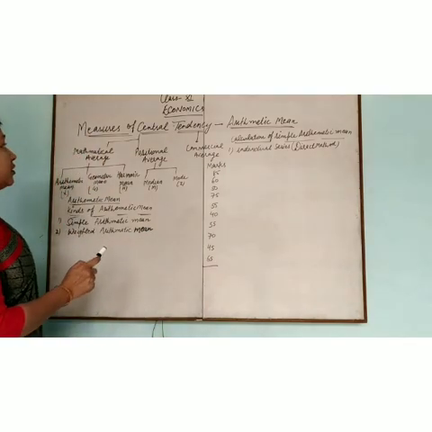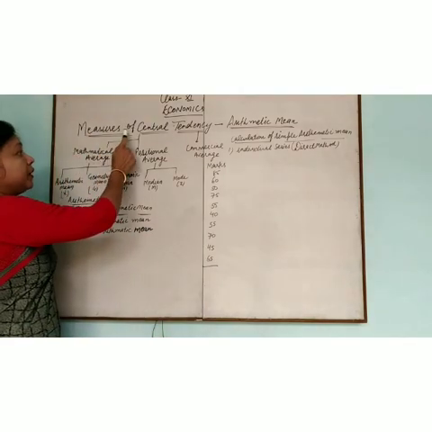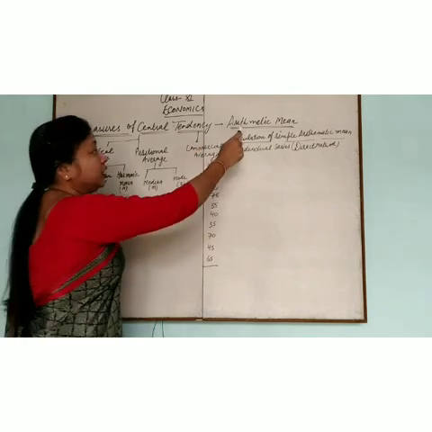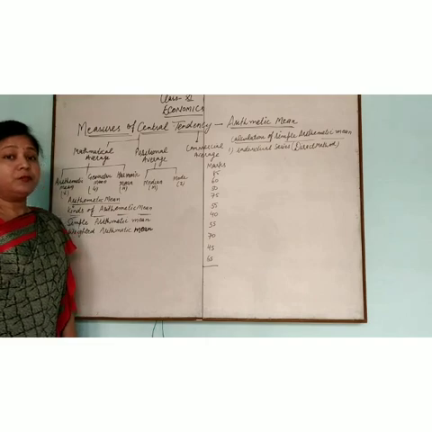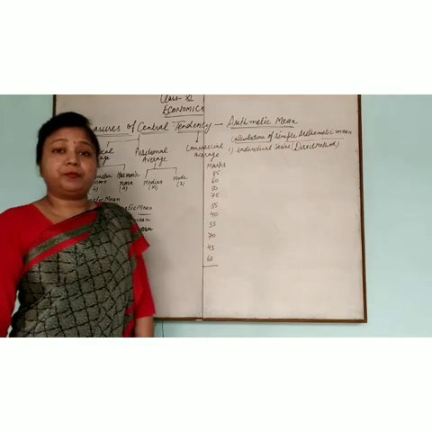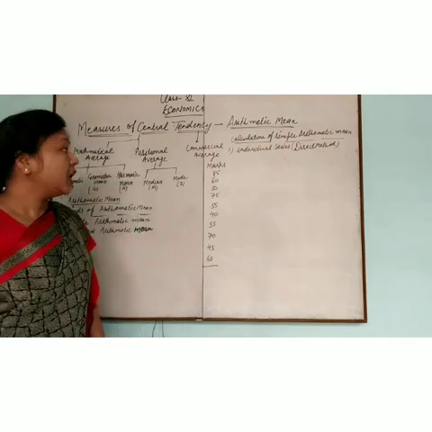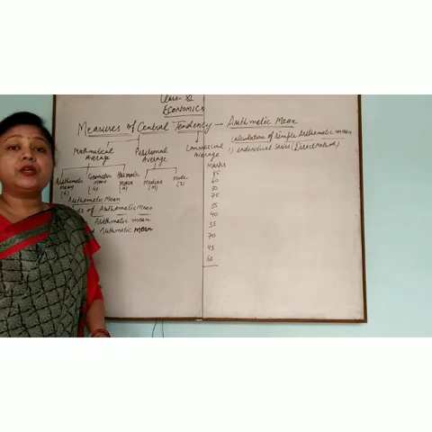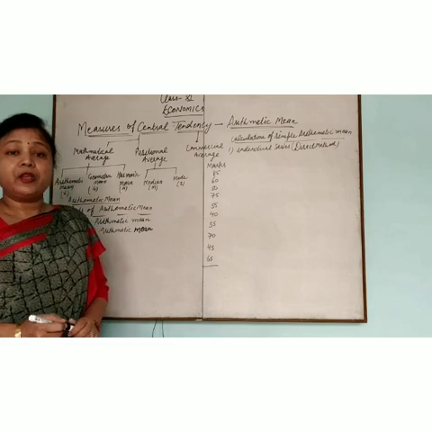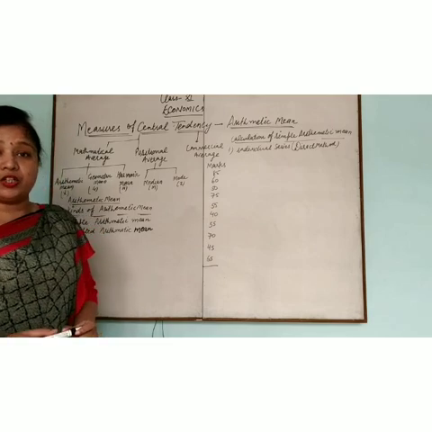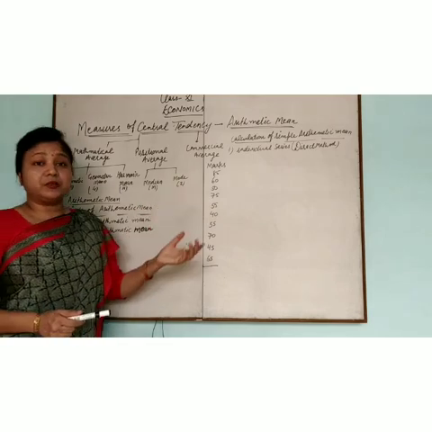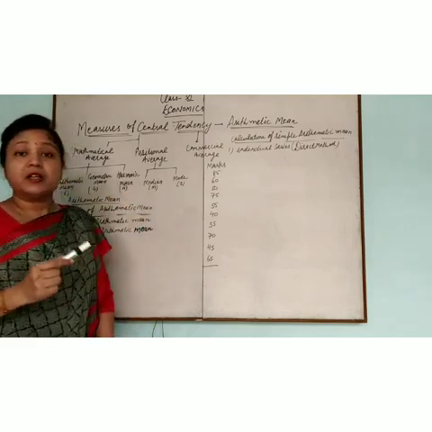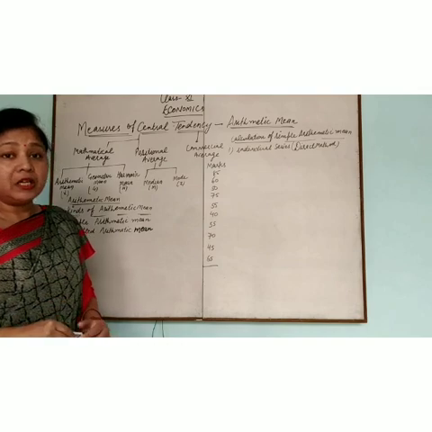Now our next chapter is measurement of central tendency. We will discuss in this chapter arithmetic mean. In the previous chapter we discussed how we can organize the raw data and how we can present it in tabular form and graphical presentation. Now in this chapter we will discuss how a single number represents the complete series.